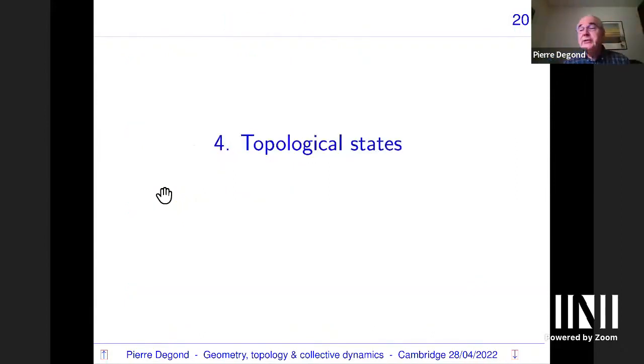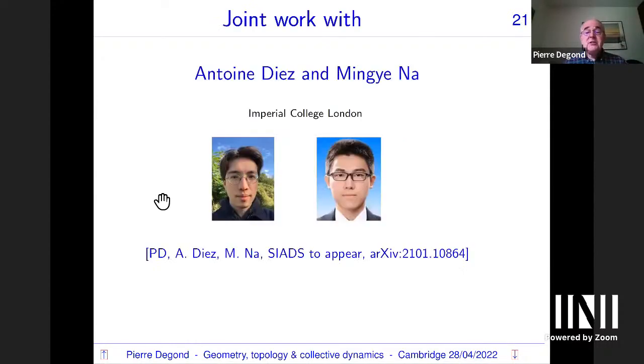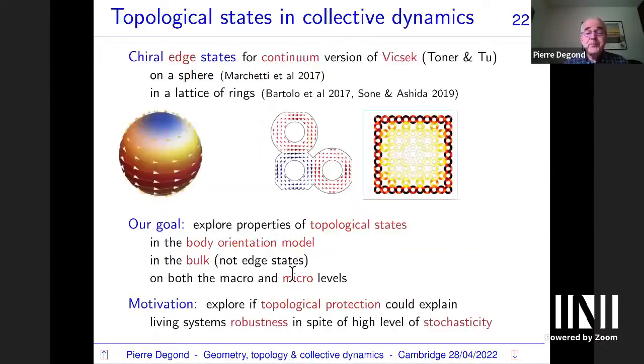And now I'm going to try to use the model to actually infer some properties of the particle model, right? And now comes the topology. Before it was the geometry, now it's the topology. And it's about topological states. This is joint work with Antoine Diez again, and with a master's student from Imperial College. And it's a work that's going to appear in SIAM Applied Dynamical Systems.